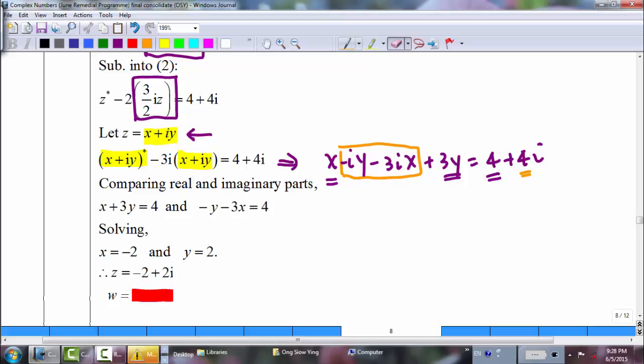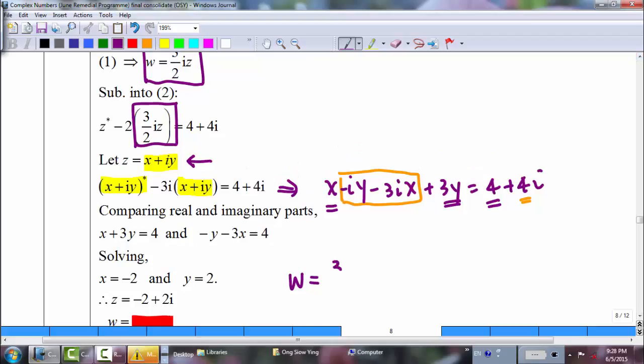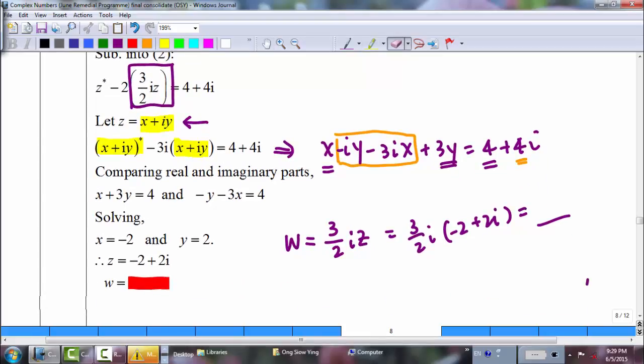And from here, you can work out your w. What is your w? If you can still remember the previous substitution, w is equal to 3 over 2i times z. So once you know your z, you just need to substitute your z inside, which is minus 2 plus 2i. Simplify further, and you will be able to find your w. Okay, so that is the value for w.